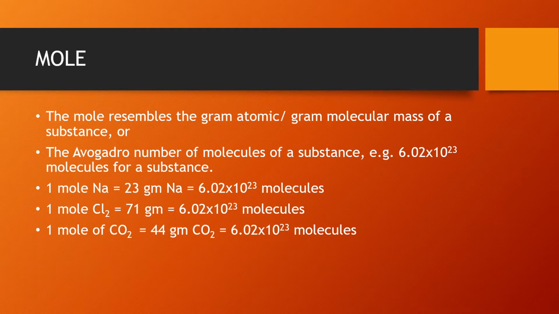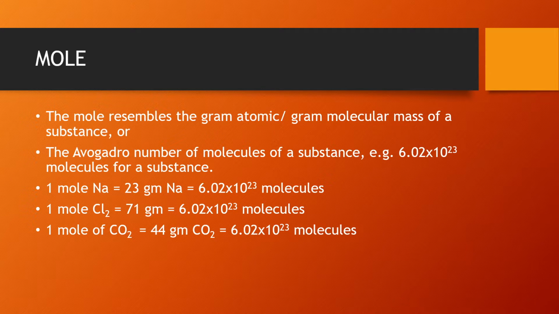So what is the definition of a mole? It will be the gram atomic or gram molecular mass of a substance, or it can be the Avogadro number of molecules of a substance, that is 6.02 into 10 to the power 23 molecules, the Avogadro number. So mole basically means the total number of gram atomic or gram molecular mass of a substance, or it can be the Avogadro number of molecules of a substance.